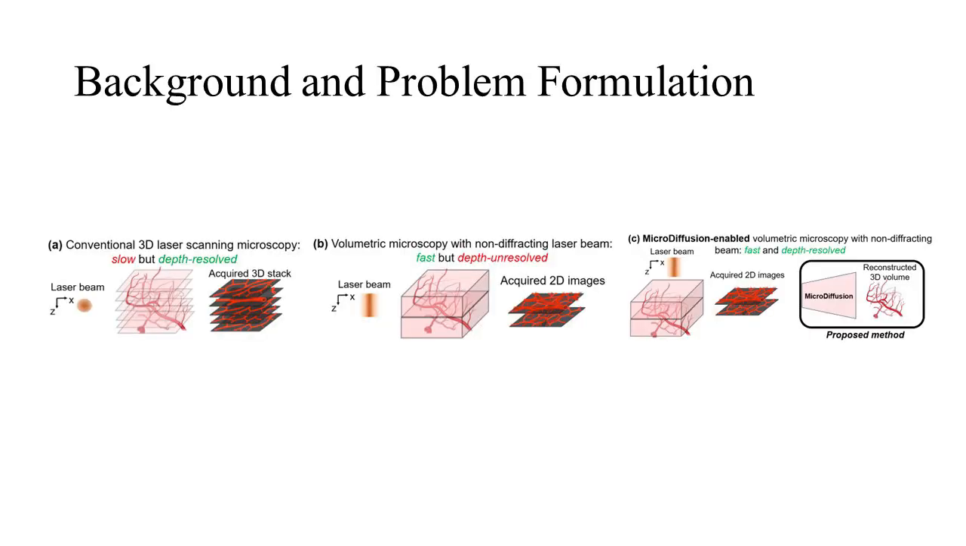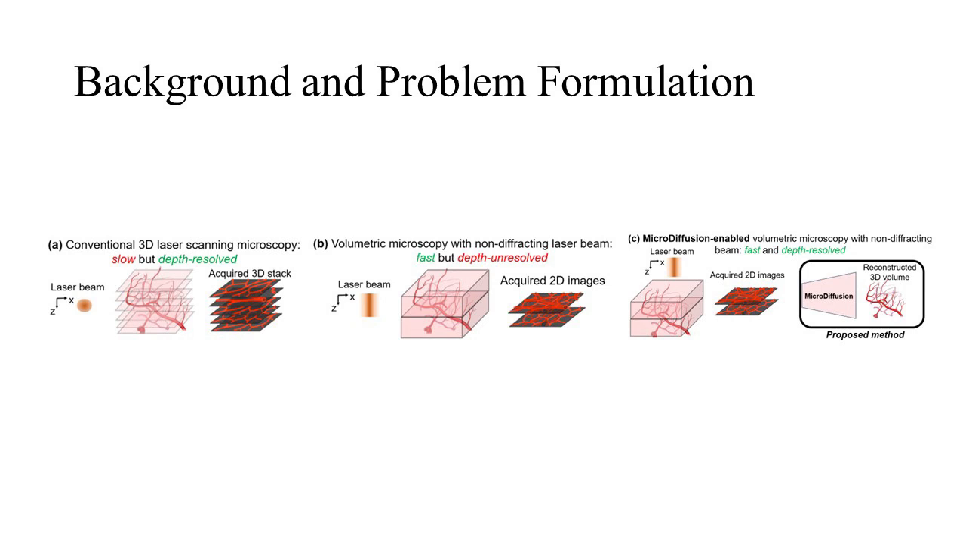Figure A shows a conventional 3D laser scanning microscope. While it resolves depths effectively with its point scan data acquisition, it suffers from slow imaging speeds. Figure B depicts a stereo microscope using a non-diffractive laser beam, which achieves fast stereo imaging by projecting a 3D volume onto a 2D image, but lacks depth information in the resulting 2D images.